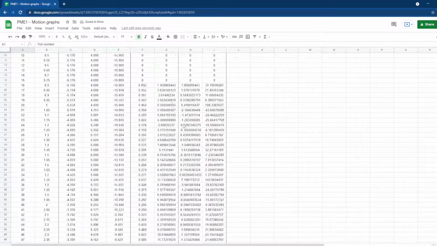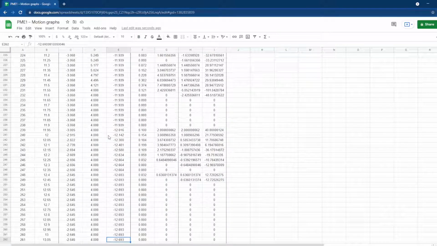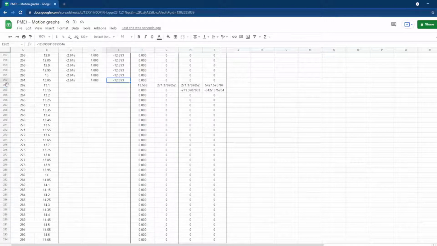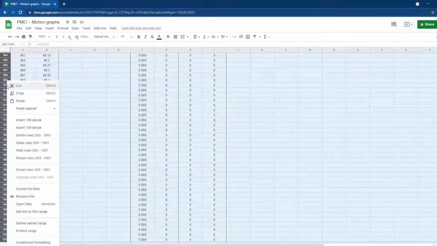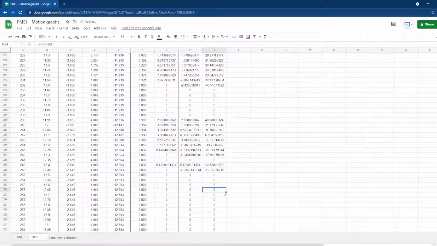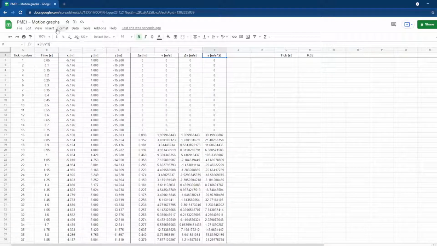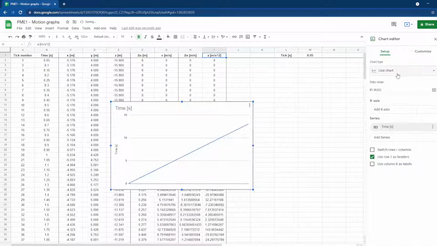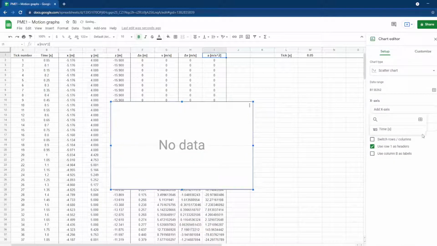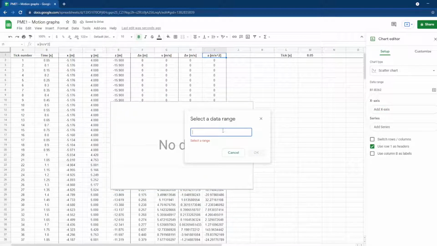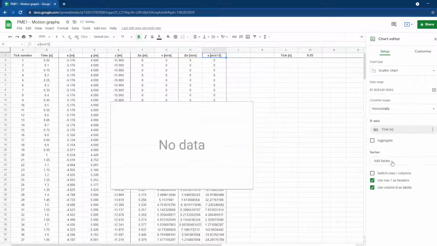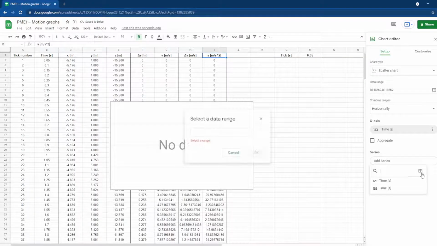Now that we have the data collected, let's check that it's all correct. We have many lines extra, so let's delete those. We don't need them. Now we can insert a chart, and we will select scatter, delete the series that's already in there, and for our x-axis, or rather horizontal axis, we will use time, which is the column B through B. As our series, let's start with speed, so that's column G through G.